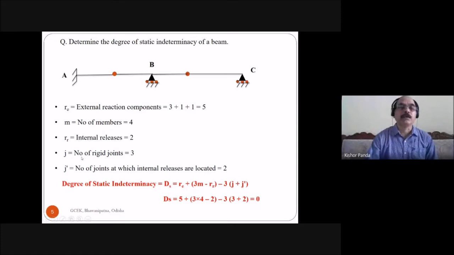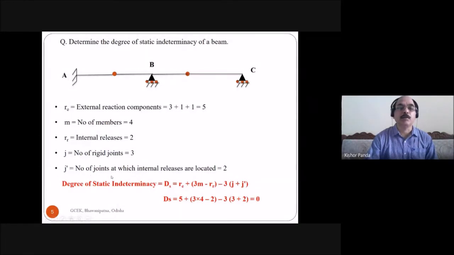Then you have to take the number of rigid joints. How many rigid joints? This is one rigid joint, this is one rigid joint, and this is one rigid joint. 3 joints are present in the structure. The support conditions present in the structure, you have to take as rigid joints. J, the number of rigid joints, is your 3.